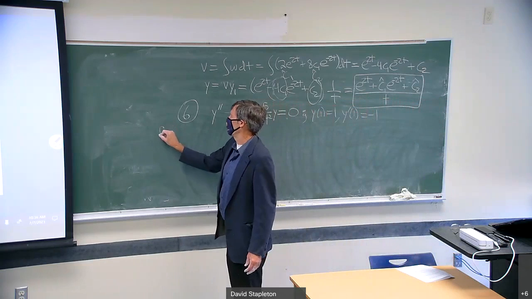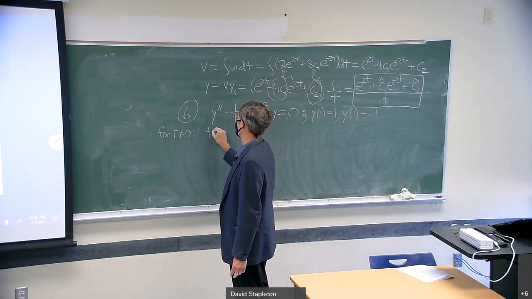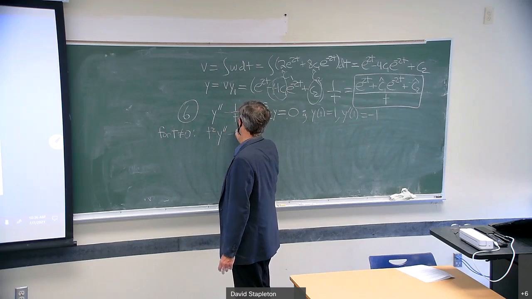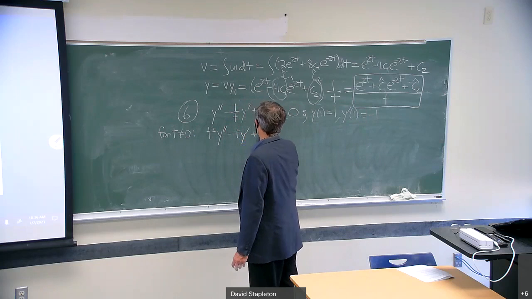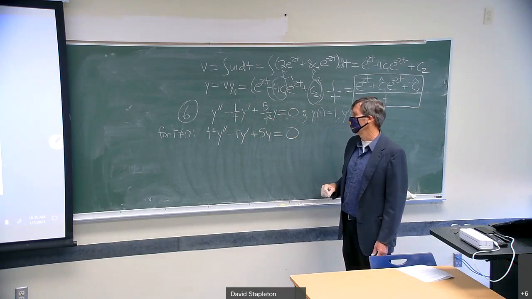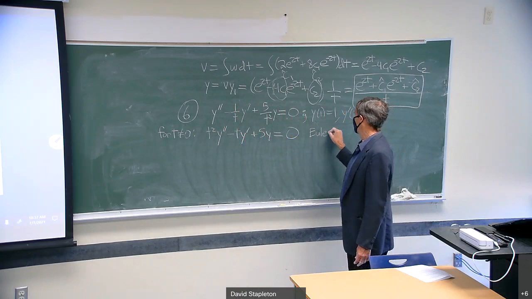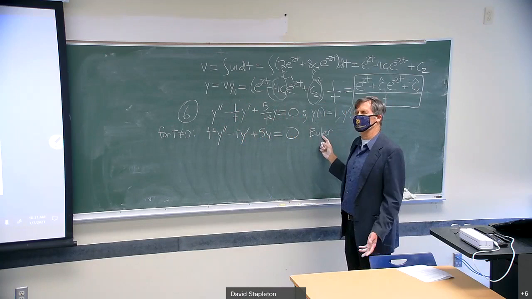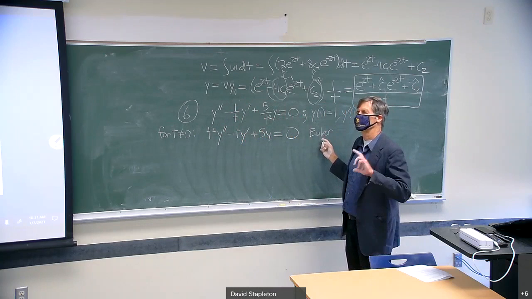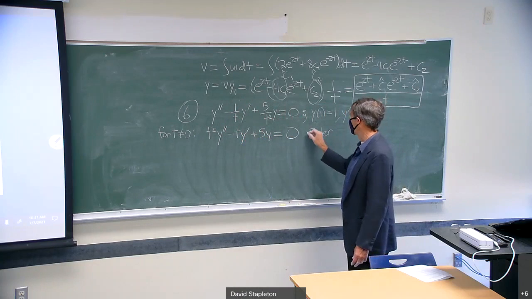t not equal to 0. You can multiply this through by t squared and write this as t squared y double prime minus t y prime plus 5y equals 0. What kind of equation is it now? Euler equation, right? It has a longer name too, Cauchy-Euler equation. It's the same thing, Cauchy-Euler.